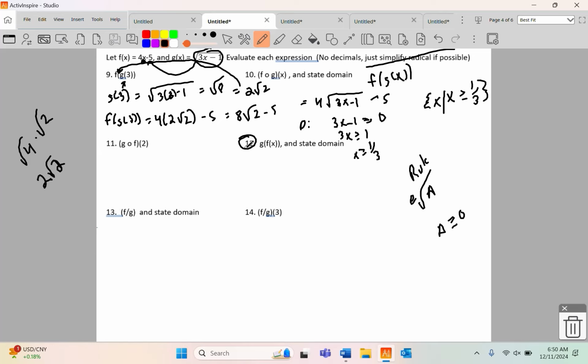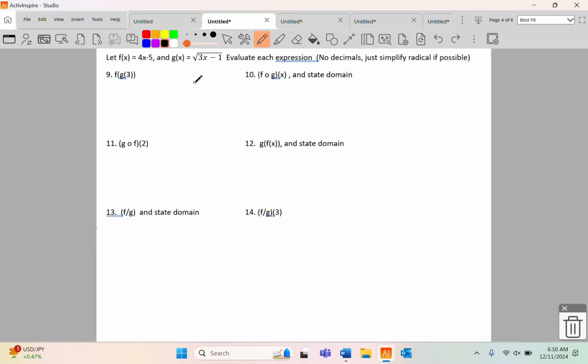Next is g of f of x. So we're going to take f of x, we're going to put it right there. We have a square root symbol. We have a 3. We've encountered the x. It becomes 4x minus 5. Close the parentheses, and then we see a minus 1. So we have the square root of 12x minus 15 minus 1. That's what g of f of x is.